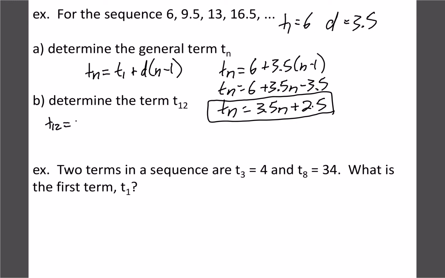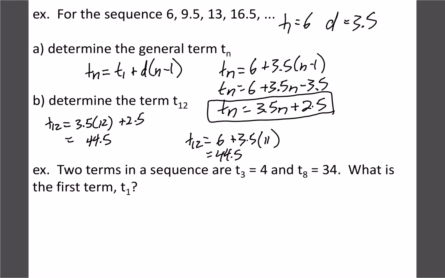If we just put in 12 for our n, we will get the same thing. So 3.5 times 12 plus 2.5 gives us 44.5. So that will be our 12th term. And let's try it using the old formula just to see if we get the same answer. Our term 1 was 6, and we had 3.5, and 12 minus 1 would be 11. So 3.5 times 11 plus 6 gives us the same answer.